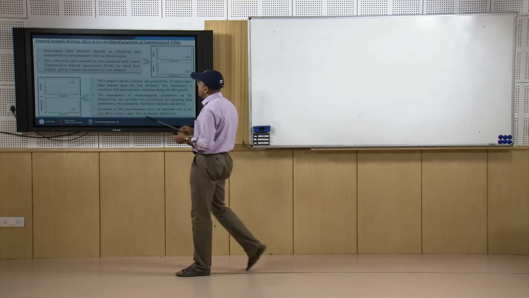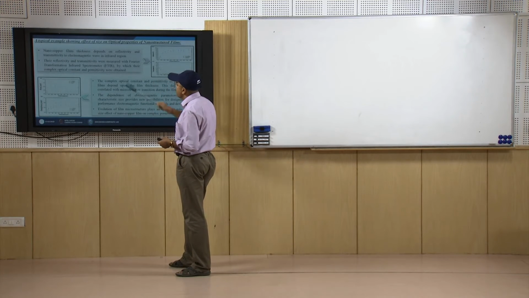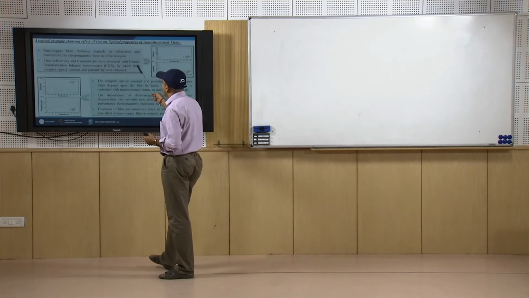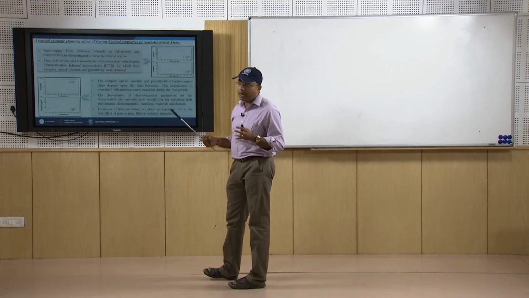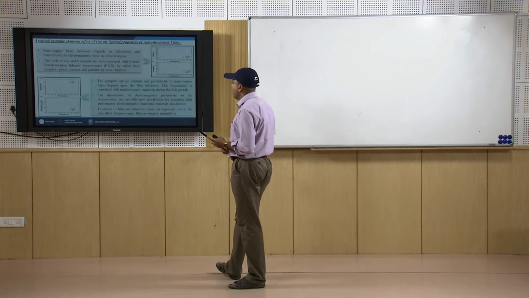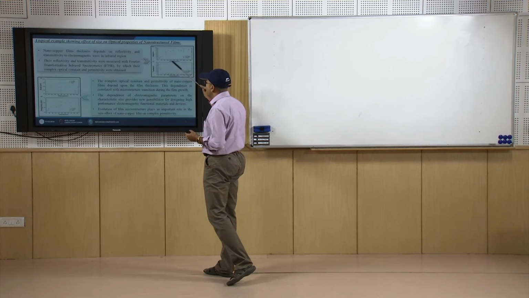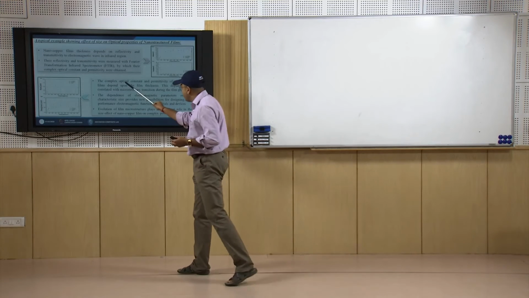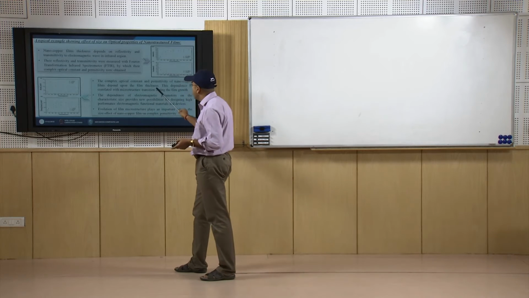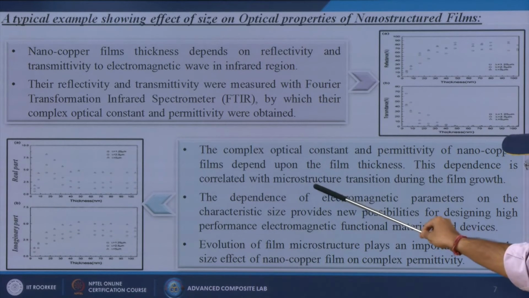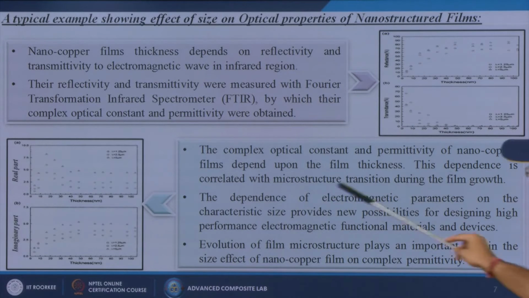A typical example showing the effect of size on optical properties of nanostructured films: nano copper film thickness depends on reflectivity and transmissivity of electromagnetic waves in the infrared region. Their reflectivity and transmittivity were measured with a Fourier transform infrared spectrometer, that means we have done FTIR, by which their complex optical constant and permittivity were obtained, as shown here. The complex optical constant and permittivity of nano copper films depend upon the film thickness. This dependence is correlated with microstructure transition during the film growth.